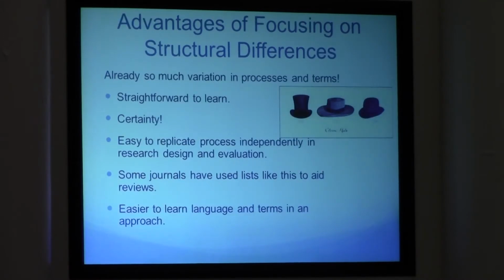There are advantages of this, right? So the advantages are it is so much more straightforward to learn. You don't have students who are pulling their hair out saying, well, tell me the answer. What should I do? How do I know? What do I do? They feel much more certain with these cookbook sorts of steps. They feel like they can replicate this independently when they go out and are publishing and reviewing work. Some journals have even developed little cheat sheet lists with these sorts of cookbook strategies associated with different qualitative methods for reviewers to glance at to assist them. And it's easier to learn language, right, with these cookbook texts. So there are these advantages of doing this.